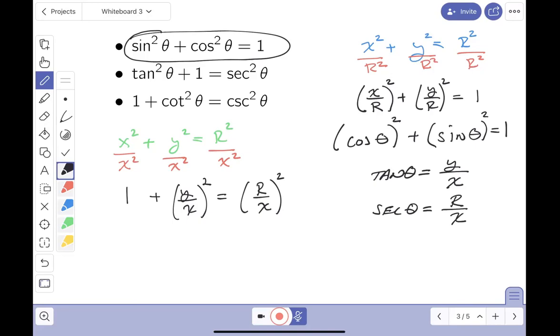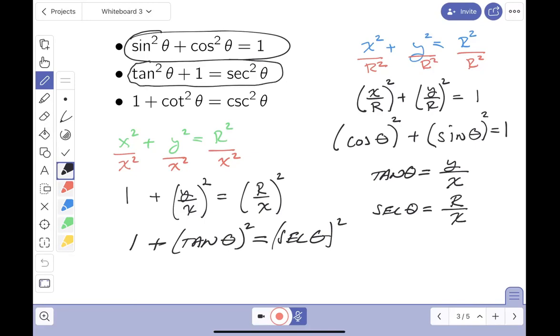Well, now I'm seeing it. What do I see? 1 plus, what's y over x? It's defined as tangent theta, and that's being squared. And what's r over x? That's defined as secant, and that's being squared. Again, how does the world write that? I'm not in a position to rule the world here, but they write it this way. Be aware of that. You need to know that.